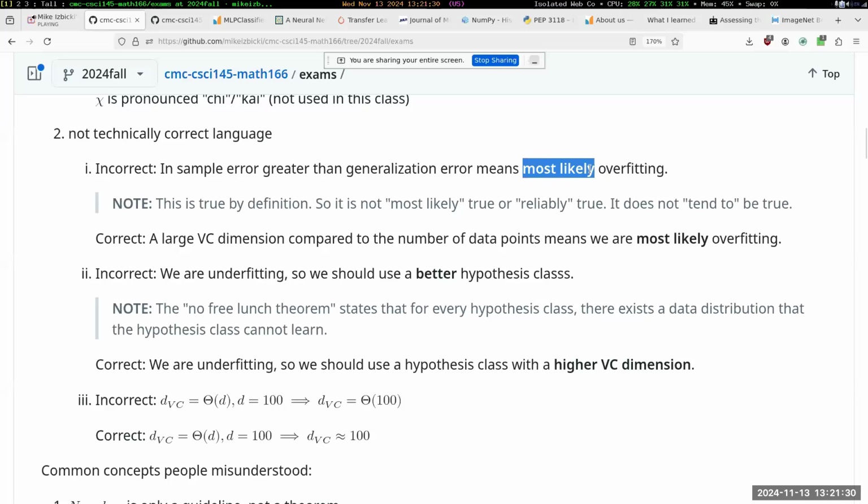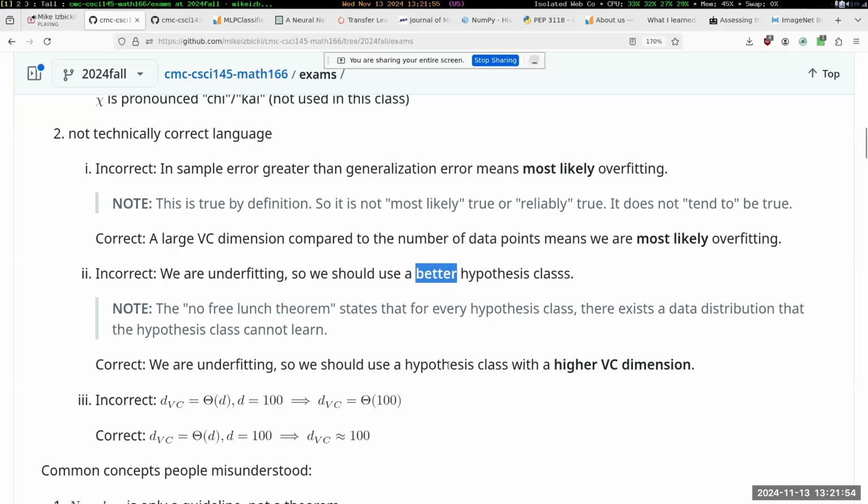Again, no points off, but try to avoid that habit. Another example, incorrect language. A lot of people said if we are underfitting, we should use a better hypothesis class. It never makes sense to talk about hypothesis classes as being better or worse than another hypothesis class. You can only talk about a certain property of a hypothesis class being better or worse in a particular situation.